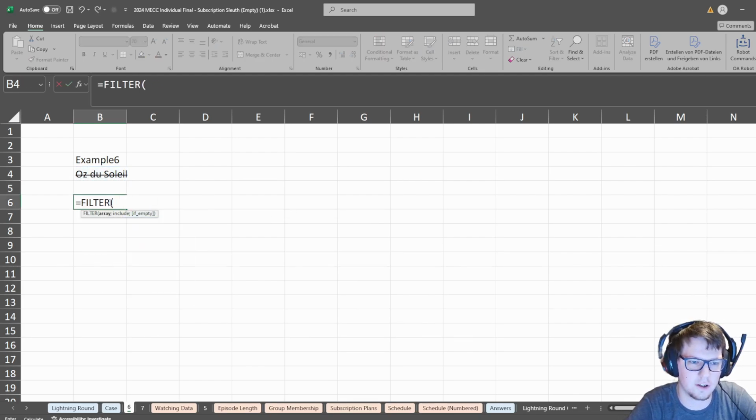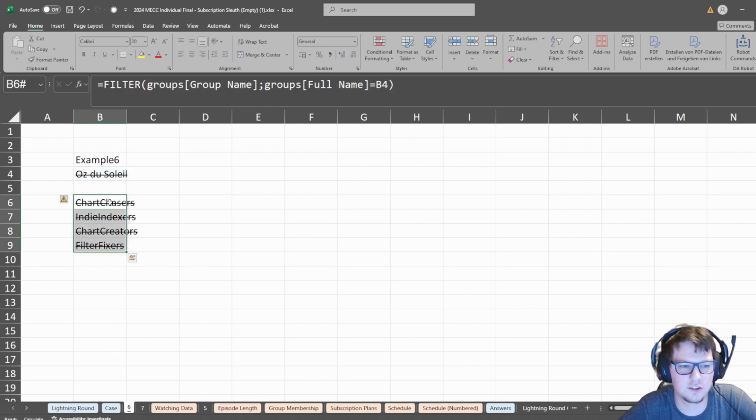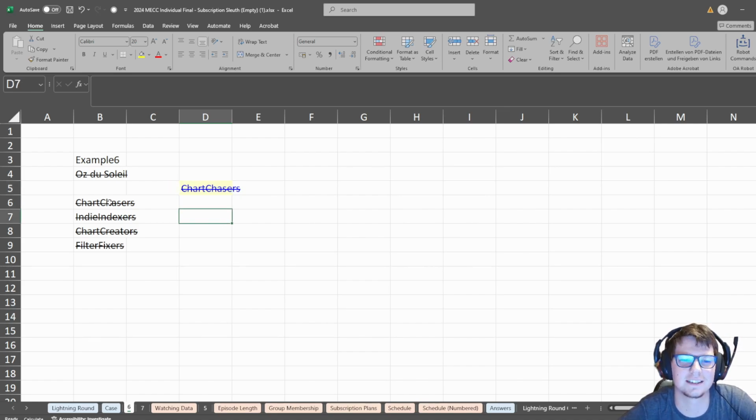By now, the way I want to do it is group name filtering by full name like this. So we have all of the groups, and we will be starting by this. Now we're going to mark this as an input cell. So we have the chart chasers.